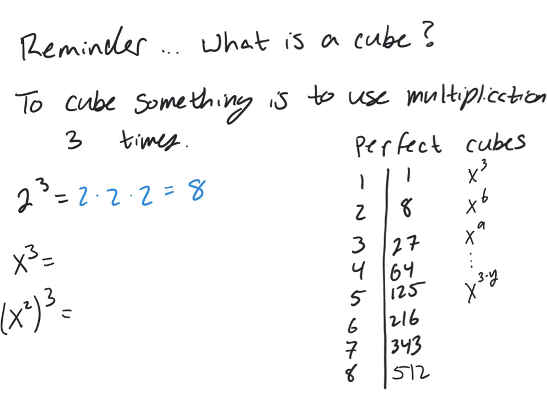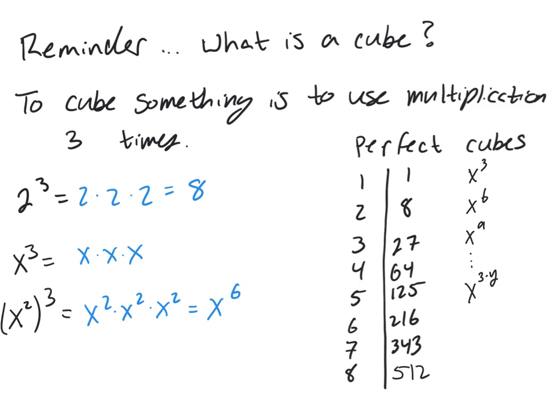If I'm looking at x cubed, that's saying take x times itself 3 times. So if I'm looking at x to the second cubed, that's saying take x to the second times itself 3 times, or x to the 2 plus 2 plus 2, which is x to the sixth. When we're looking at cubes, our perfect cubes are any number times itself 3 times. So we have 1, 8, 27, 64, and so on, and you should be familiar with the first few perfect cubes and be able to recognize them on sight.